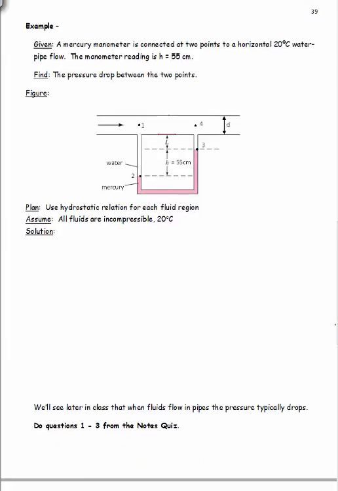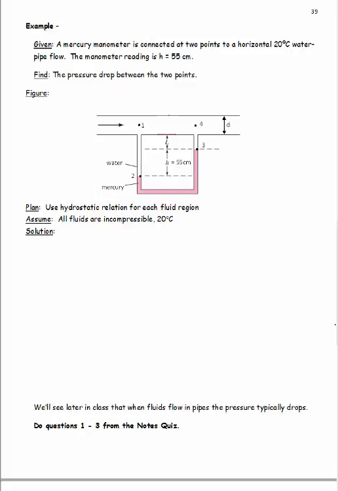So we've got a pipe, and a mercury manometer is connected to 2 points in the pipe, and we're given a manometer reading of 55 centimeters, and we're supposed to find the pressure drop between the 2 points. So what we're going to do is our method that we just had.